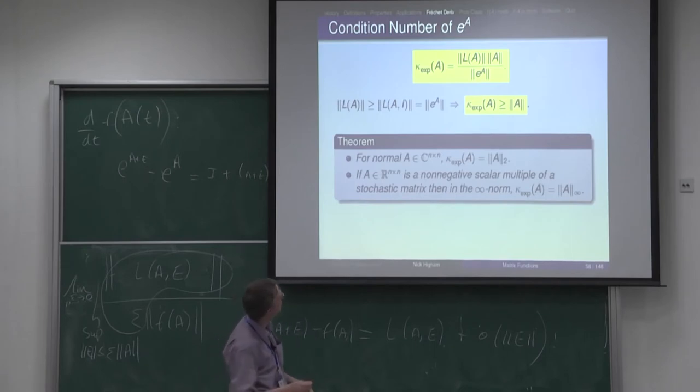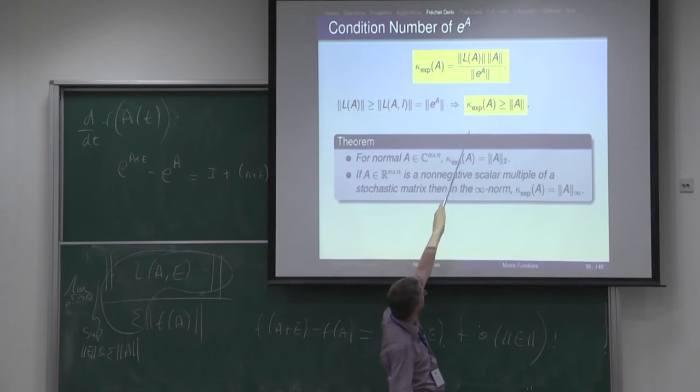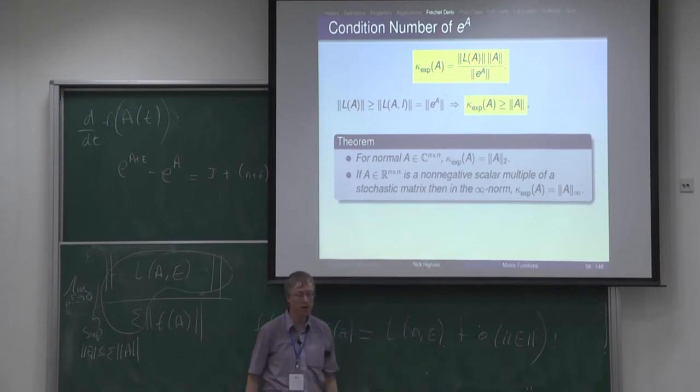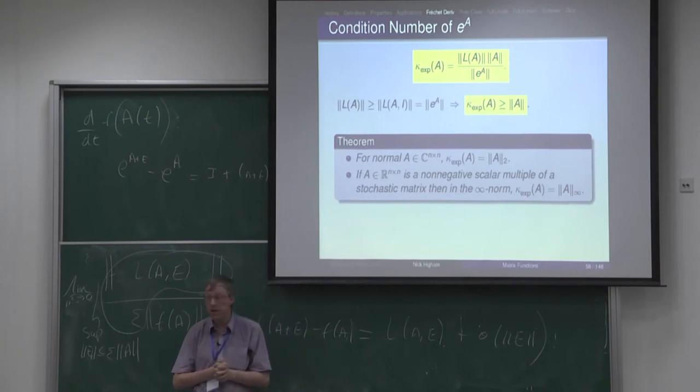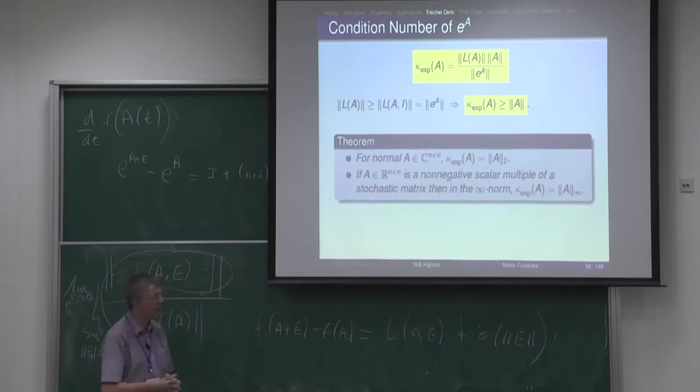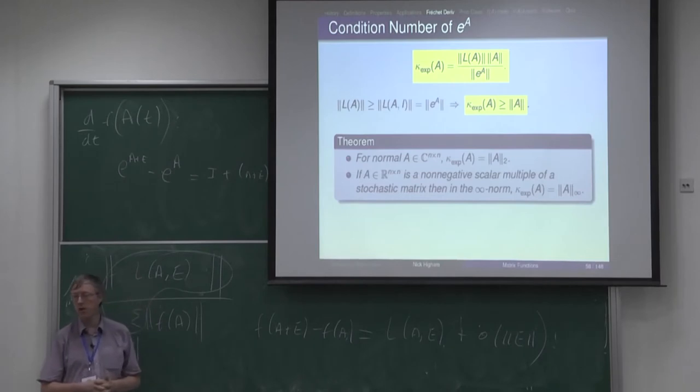So that gives us a lower bound that the condition number is always at least norm A. This is specific to the exponential. The condition number of the exponential is always at least equal to norm A. And for at least a couple of cases, we can say it is actually equal to norm A. In particular, for normal matrices, this theorem says that kappa_exp of A is equal to norm A, assuming we're using the two norm now. So that's an explicit case where we know the condition number for the exponential.